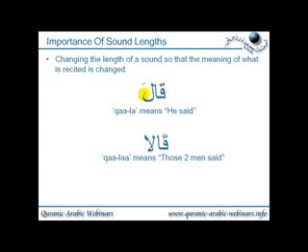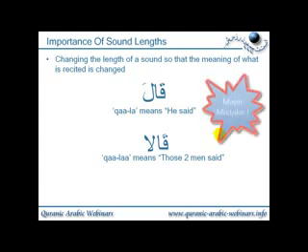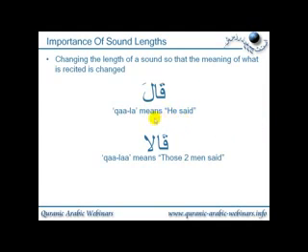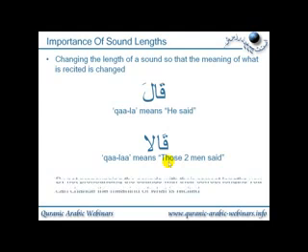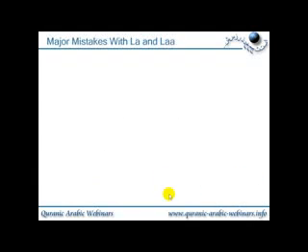So if we accidentally read the first word as the second, we would change the whole meaning of the sentence, and this is known in Tajweed as a major mistake, and you are not allowed to make these major mistakes. So when you're pronouncing your vowel sounds, you must concentrate and be careful that you know what length of sound you are pronouncing. So again, by not pronouncing the sounds with their correct lengths, you can change the meaning of what is recited.